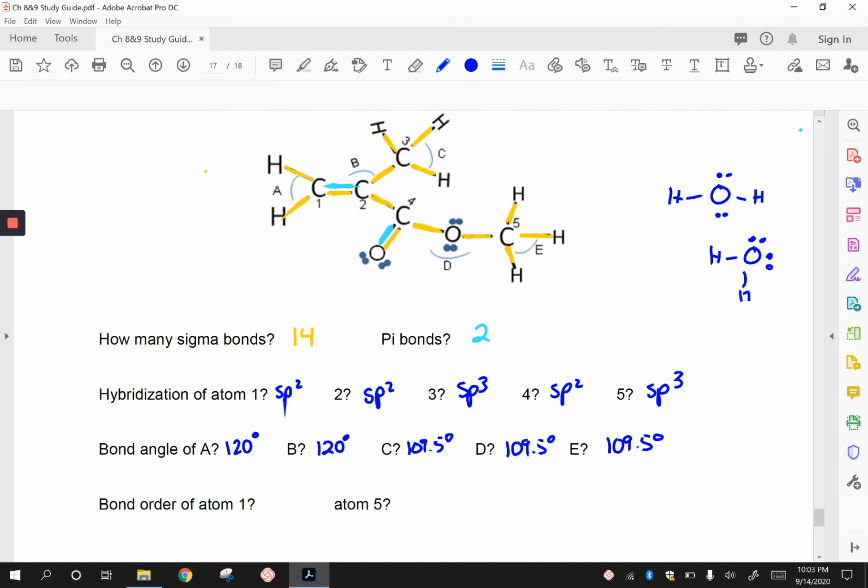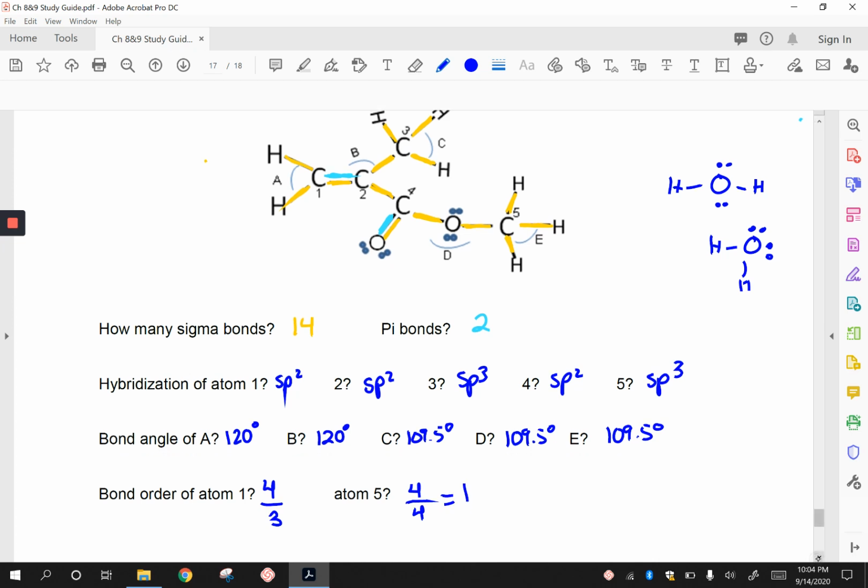Bond order. We haven't done bond order in a while. So bond order for atom 1. So remember how to find bond order. You take the number of bonds that are bonded to that central atom, so that carbon. So there's 4 bonds. And you divide it by the number of atoms that it's bonded to. So 4/3 or 1 1/3 is the average. Atom number 5, let's look at this one. This carbon has 4 bonds, and it is bonded to 4 different atoms. So 4 over 4 is 1, so the bond order is 1.